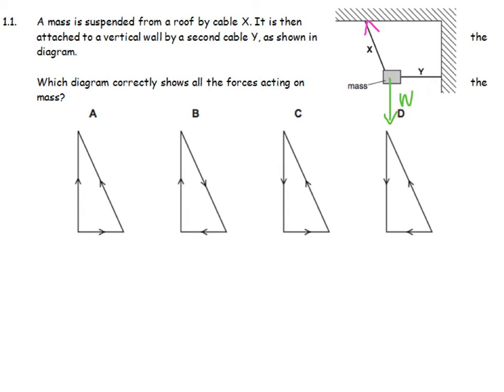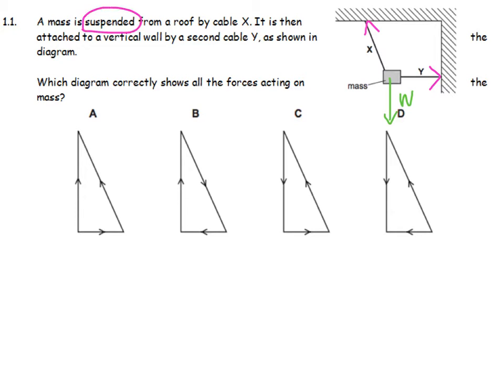And the way I think of it is that, let's say the y force wasn't there at all. What would this block do? Well, it would obviously drop to about that position over there and hang straight down on x. So y, therefore, must be pulling towards the right.